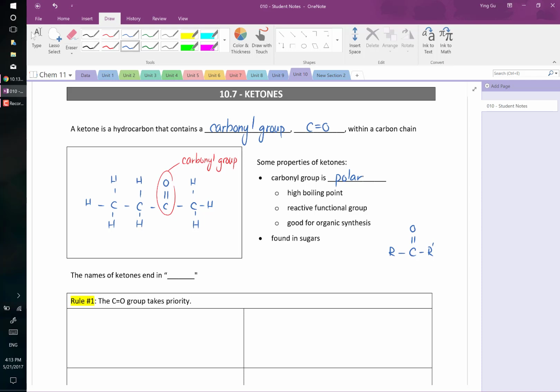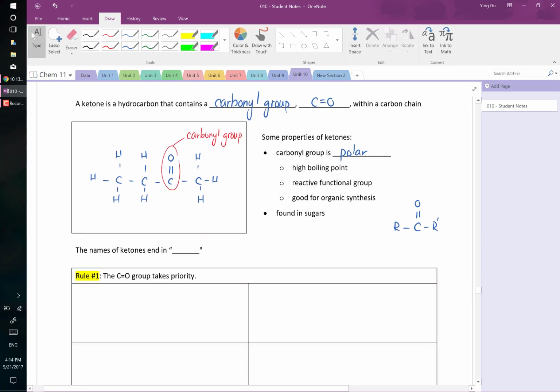So this carbonyl group gives the molecule a polarity, which means that it gives the molecule some special properties and special reactivities. Because it's polar, it has the ability to attract other polar bits from other molecules, thereby facilitating a chemical reaction. The carbonyl group also gives ketones a higher boiling point than usual because molecules that are polar can form dipole-dipole forces, which is a strong intermolecular force. Other facts about ketones: they are found in sugar molecules, in glucose, for example, and they are very good for organic synthesis, which means it's a reactive component of a molecule, thus making the overall molecule reactive to be turned into other things.